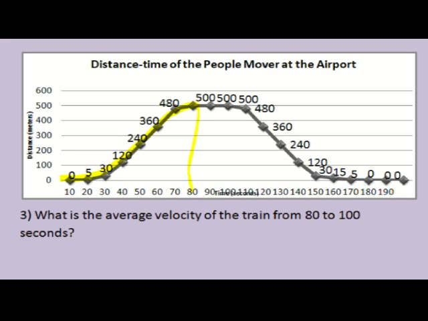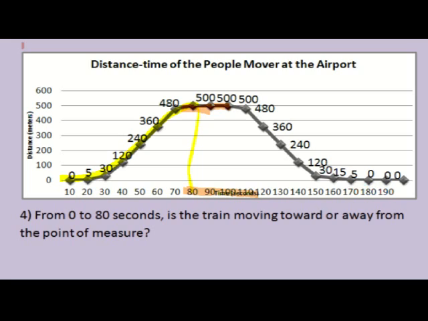The third question asks, what is the average velocity of the train from 80 to 100 seconds? So again, using v equals distance over time, the change in distance from 80 to 100 is 0 meters, and the time change is 20 seconds. If I take 0 divided by 20, you are going to end up with 0 meters per second.